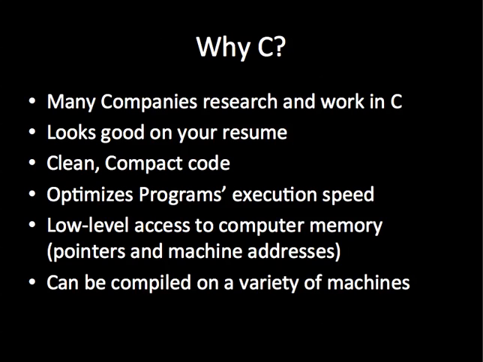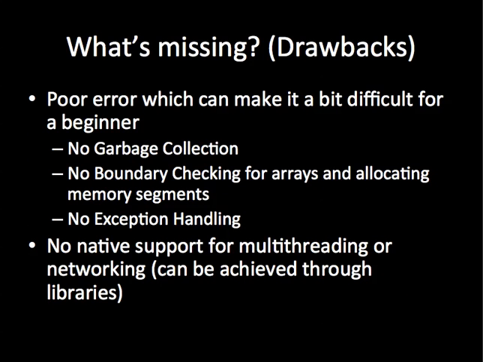C has many great features that we can use, including low-level access to computer memory through pointers and memory addresses, machine addresses. And so with these pointers, we can reference certain memory locations and do whatever we want. C says, hey, you're the boss, you can go ahead and do whatever you want with this location. Store whatever information you need or whatever information you want. C can be compiled again on a variety of machines, just like we talked about before.